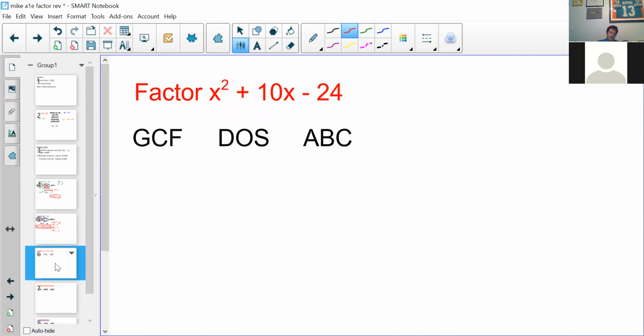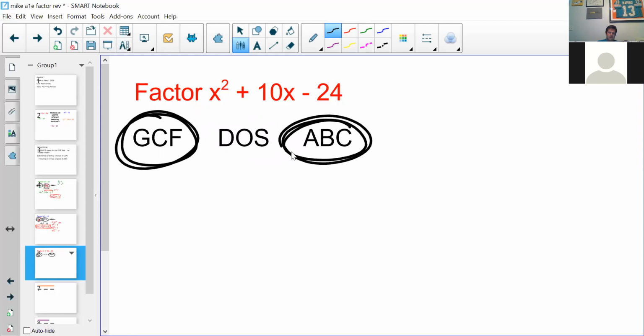Moving on, we've got to factor x squared plus 10x minus 24. That definitely looks a little bit different than the previous ones. Of course, it says the word factor, so we're going to at least check for GCF. And we have 3 terms here, not 2. So I want to focus on checking for the ABC method, especially because I see that quadratic, and my biggest exponent here is the number 2.